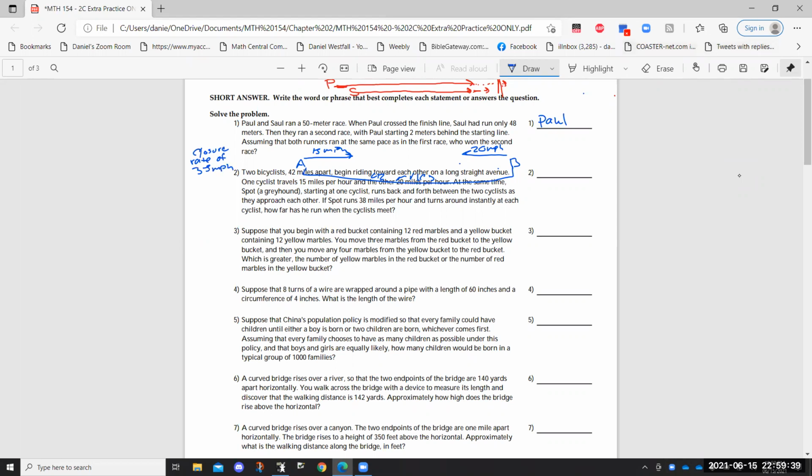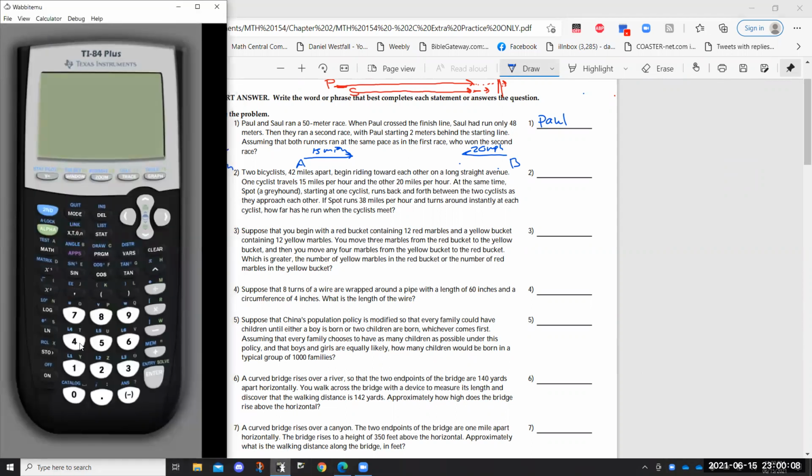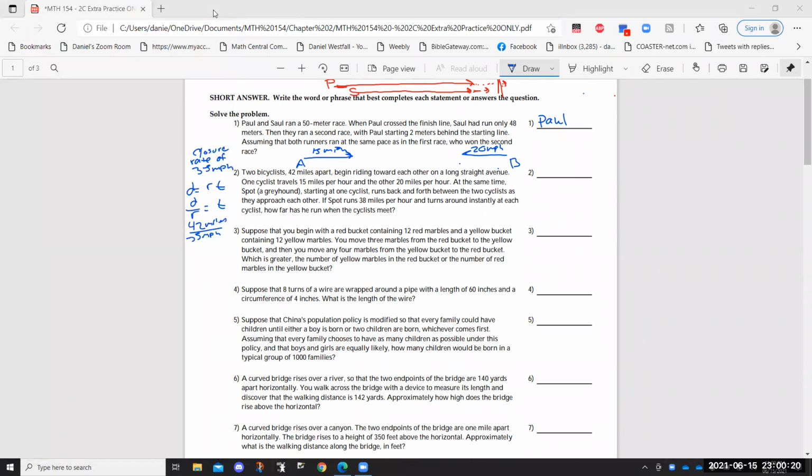So I need to think, how long does it take them to close the 42 miles? Well, distance is equal to rate times time. So D over R is equal to T. So 42 miles divided by 35 miles per hour is going to give me 1.2 hours.